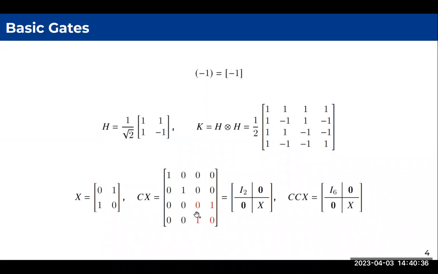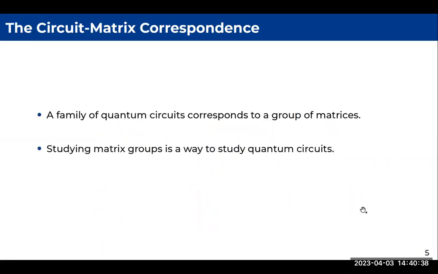And we also have NOT, CNOT, and Toffoli gate. All right, so over the past decade, researchers such as Peter Selinger and Julien Ross have developed this number theoretic correspondence between the circuits and the matrix groups.